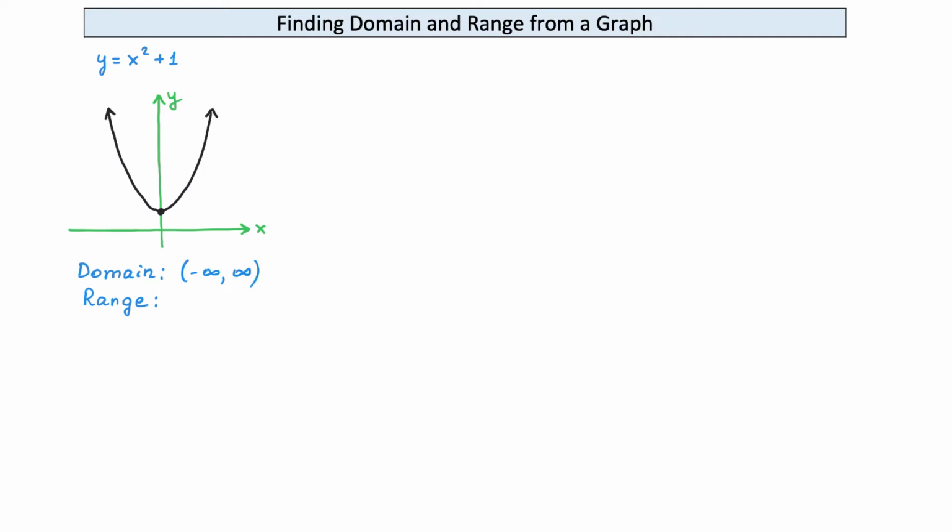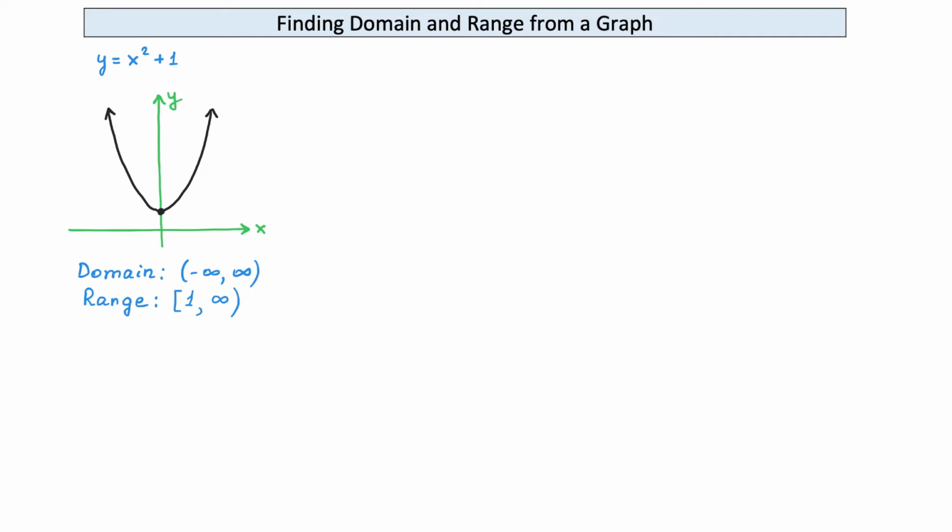To find the range, we have to understand how far the graph goes down and how far it goes up. The lowest point of this graph is 1. However, the graph goes up to positive infinity. So to write the interval that represents the range, we will start with a bracket to show that 1 is included, it's part of the graph, and then positive infinity. So now we have both the domain and the range.